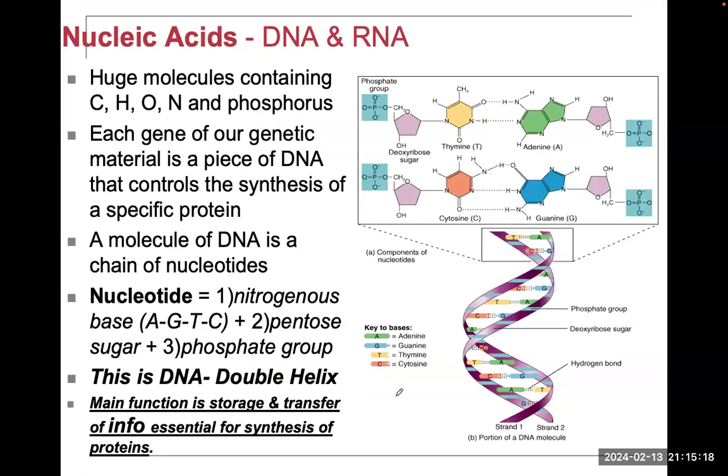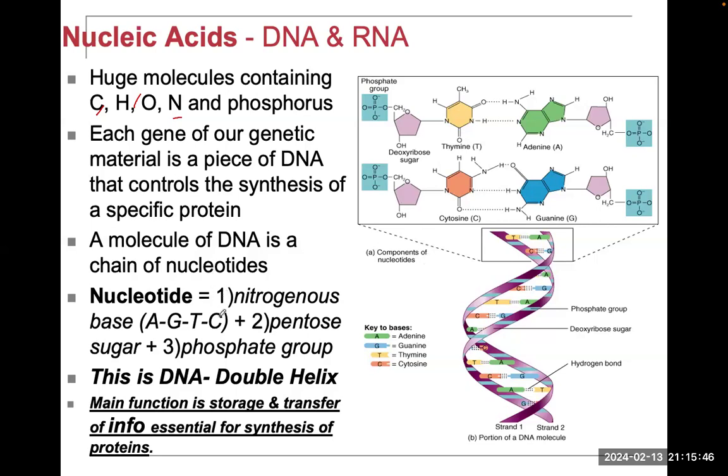Okay, so here we are. We're going to contrast DNA and RNA, but let's look at DNA first. They're huge molecules. They contain carbon, hydrogen, oxygen, nitrogen, and phosphorus. And each gene of our genetic material is a piece of DNA that controls the synthesis of a specific protein. And a molecule of DNA is a chain of nucleotides.